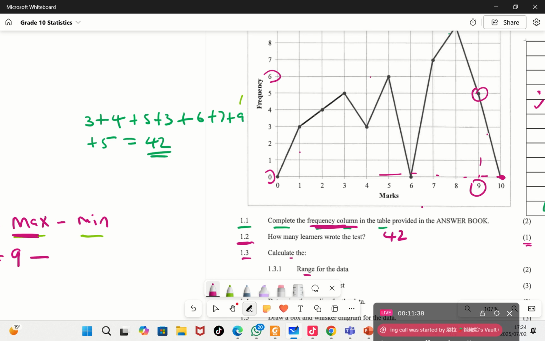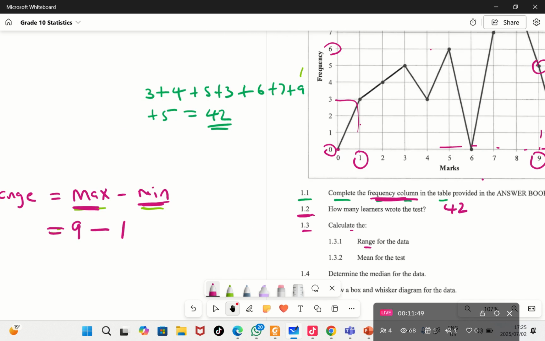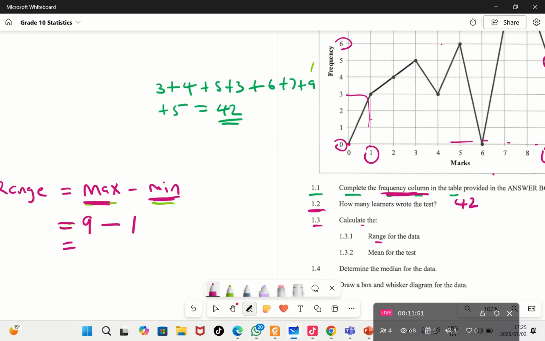Then minus the lowest performing learner. Is there any learner who got a 0? Well, no, you don't have any frequency at 0. Is there any learner who got a 1? Yes, we've got 3 learners, but we're just going to put 1 there. So that's your range, and this gives us an answer of 8.